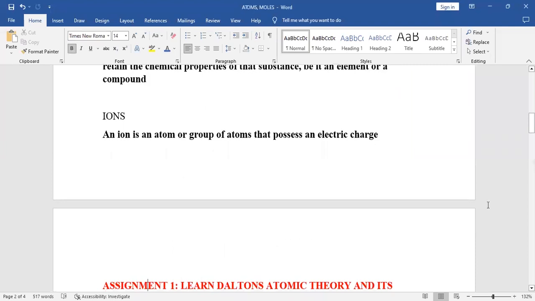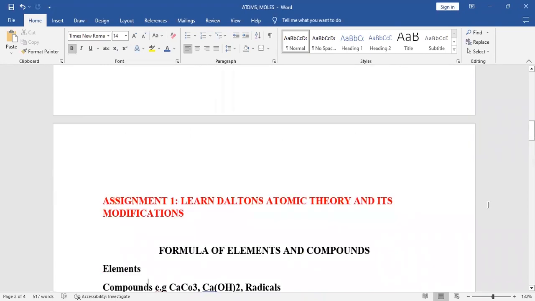So what are ions? Ions are the third thing. We have said matter can be composed of atoms, molecules, and ions. An ion is an atom or group of atoms that possesses an electric charge. That's the most important thing for you to know.